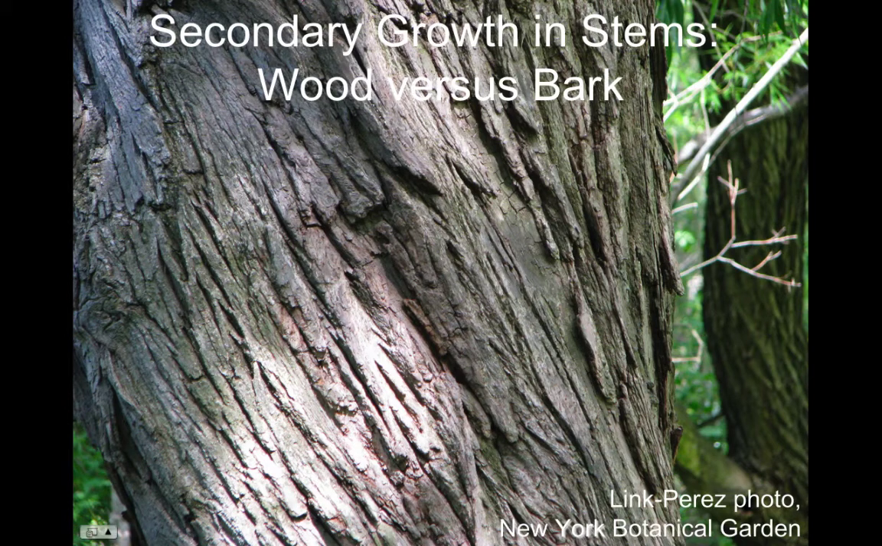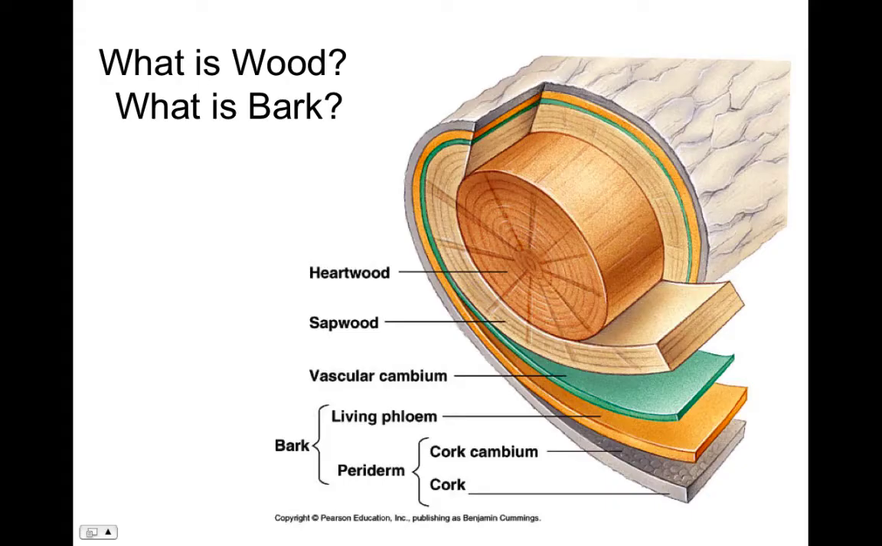Welcome to the screencast about secondary growth in stems with an emphasis on wood versus bark. A good division is indicated by the vascular cambium, which you know is the meristematic tissue that produces secondary xylem to the inside and secondary phloem to the outside.